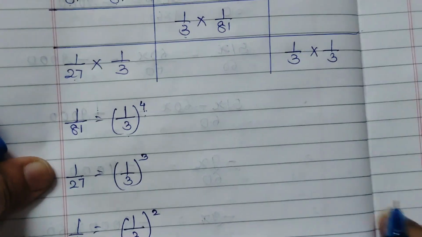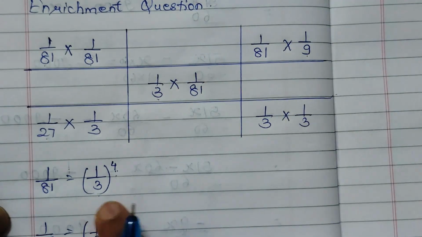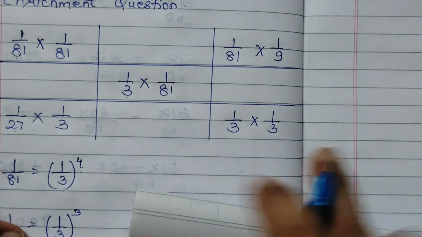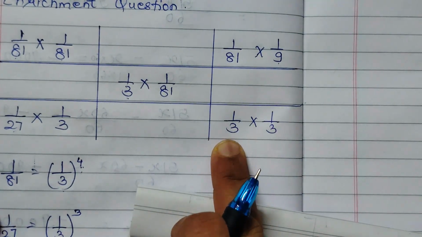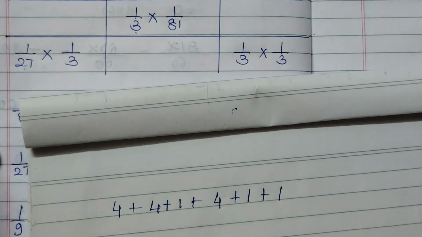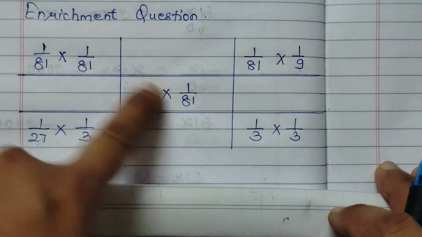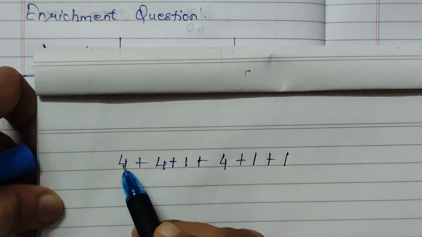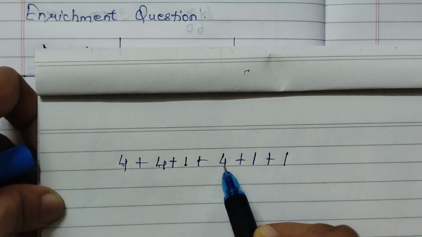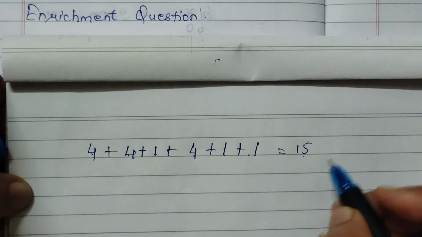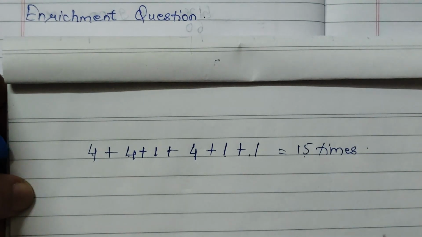Then 1 upon 81 again came. So 1 upon 81 is how many times? 4 times. So plus 4. Okay. Then this we finished. Now here 1 upon 3 again is 1 time. So I will write plus 1. So I have written all the numbers with the number of times they occur. Now we will add this. 4 plus 4 is 8, 9, plus 4 is 13, 14, 15. So it is 15 times 1 upon 3.